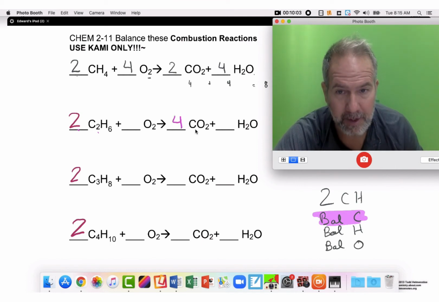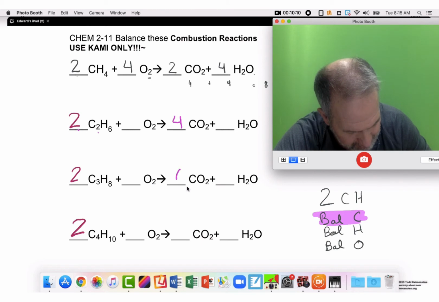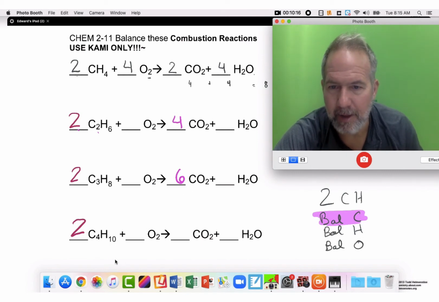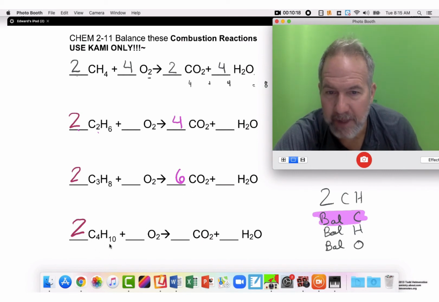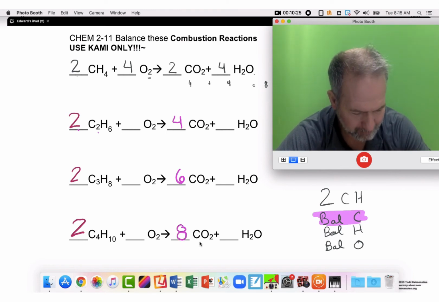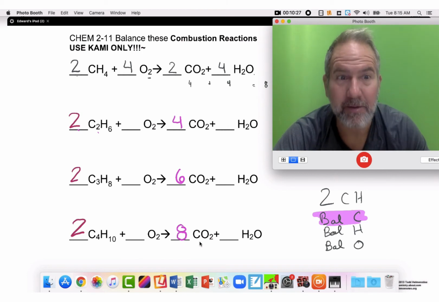Okay, let's do the next one below it. 2 times 3 is 6, so there's a 1 there. So 6 times 1 equals 6. So they're going to add up to whatever the C's are, right? Here's 2 times 4, that's 8. So there's a 1 there, so this is going to be 8. See how that works? All right. Halfway done with those 3.